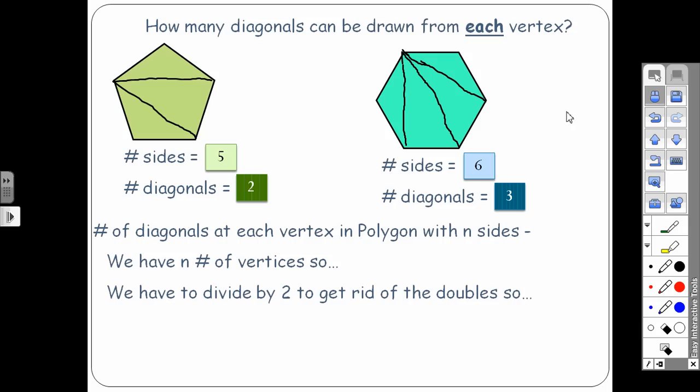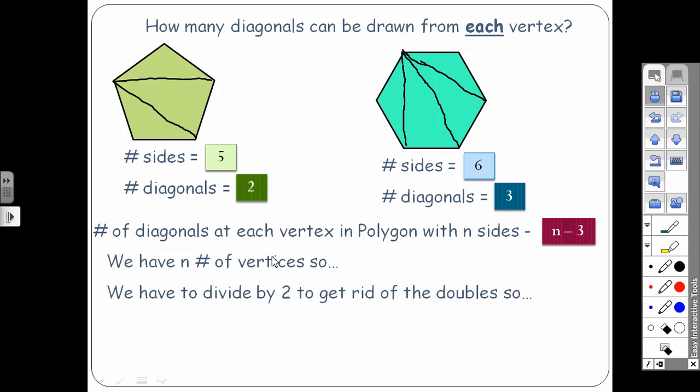So the number of diagonals at each vertex in a polygon with n number of sides, let's see this relationship. 5 and 2 and 6 and 3. Looks like their relationship is a difference of 3. So we can say n minus 3 will get us the number of diagonals at each vertex.